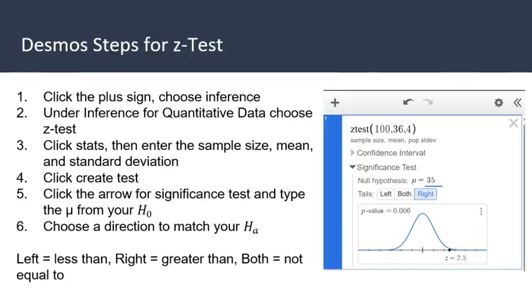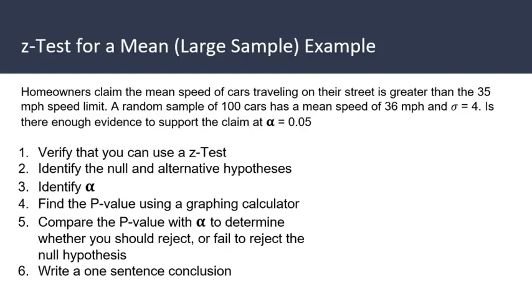Okay, we're going to do these in Desmos. So same thing, it's under the plus and inference. So let's look at an example. Okay, I'm going to let you pause here and read this. Okay, so verify that you can use a z-test. Our sample size is 100, which is bigger than 30, so we're good.